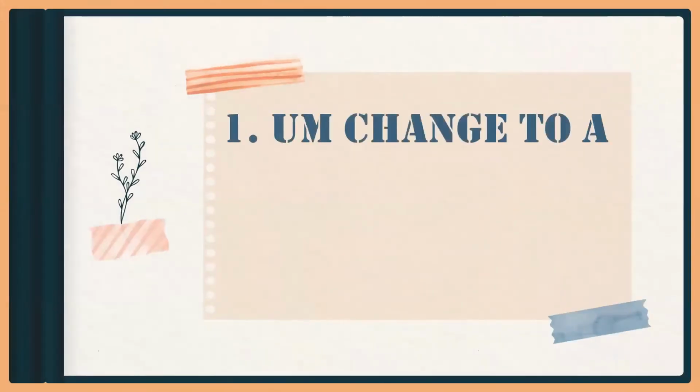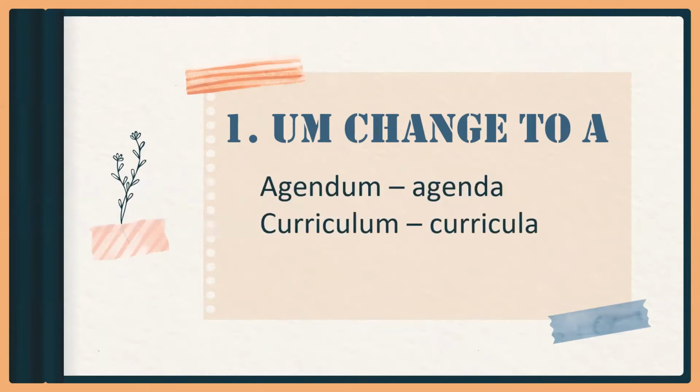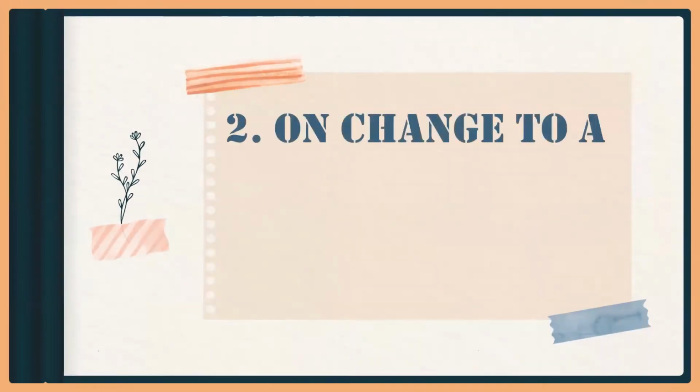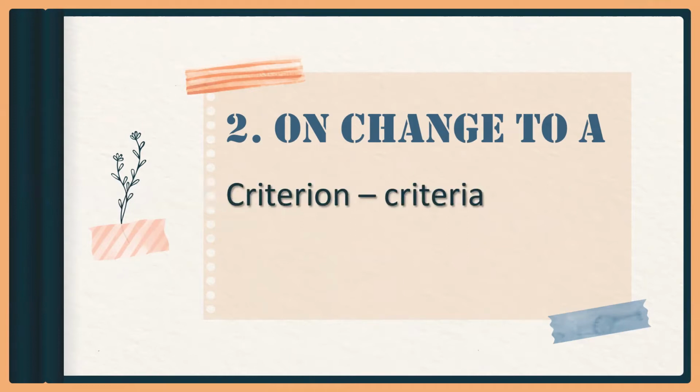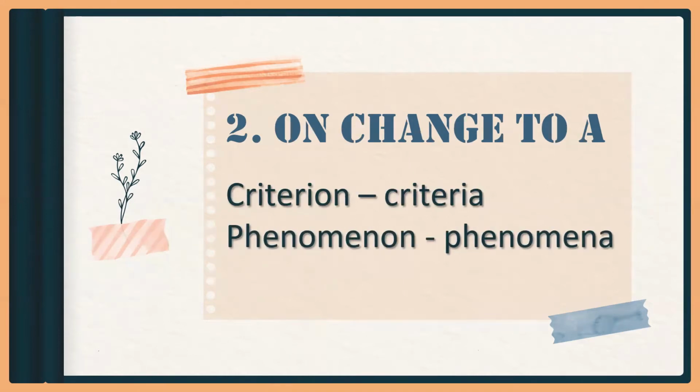First rule is that UM change to A. If your foreign plural noun ends with UM, all you need to do is to change it to A. Example, addendum to addenda, curriculum to curricula. Next, we also have the ON change to A. For the words that end with ON, we have criterion to criteria, phenomenon to phenomena. So again, ON change to A.